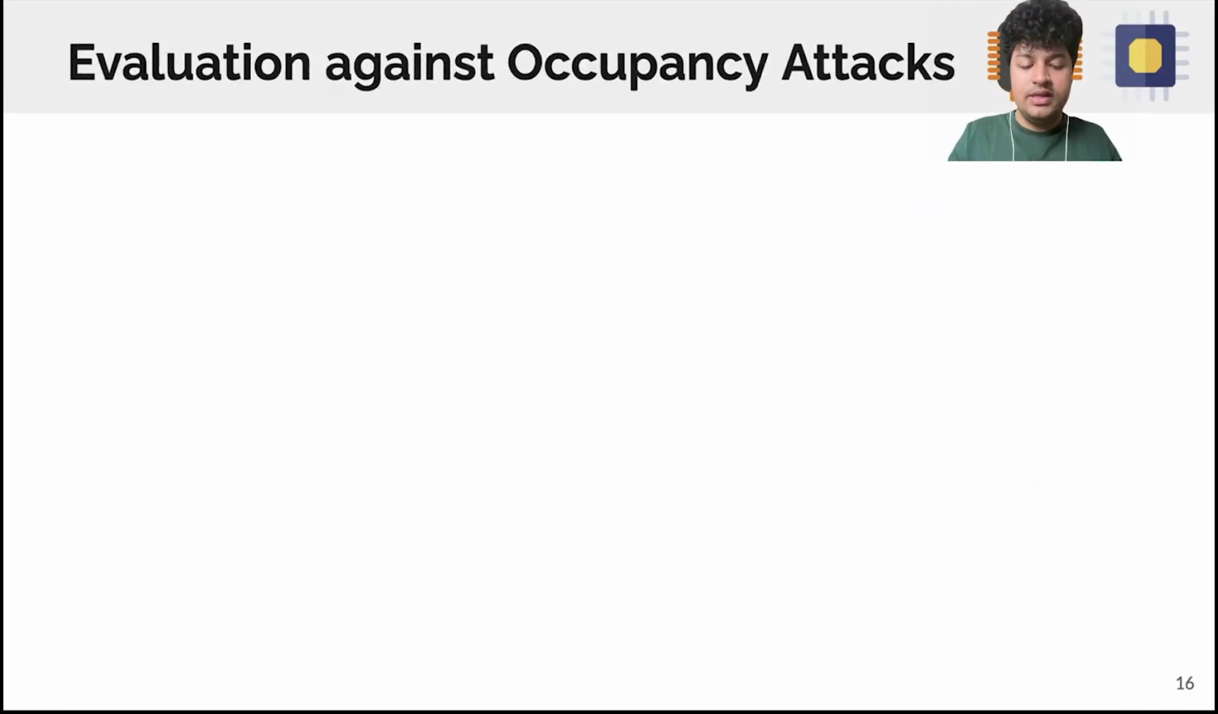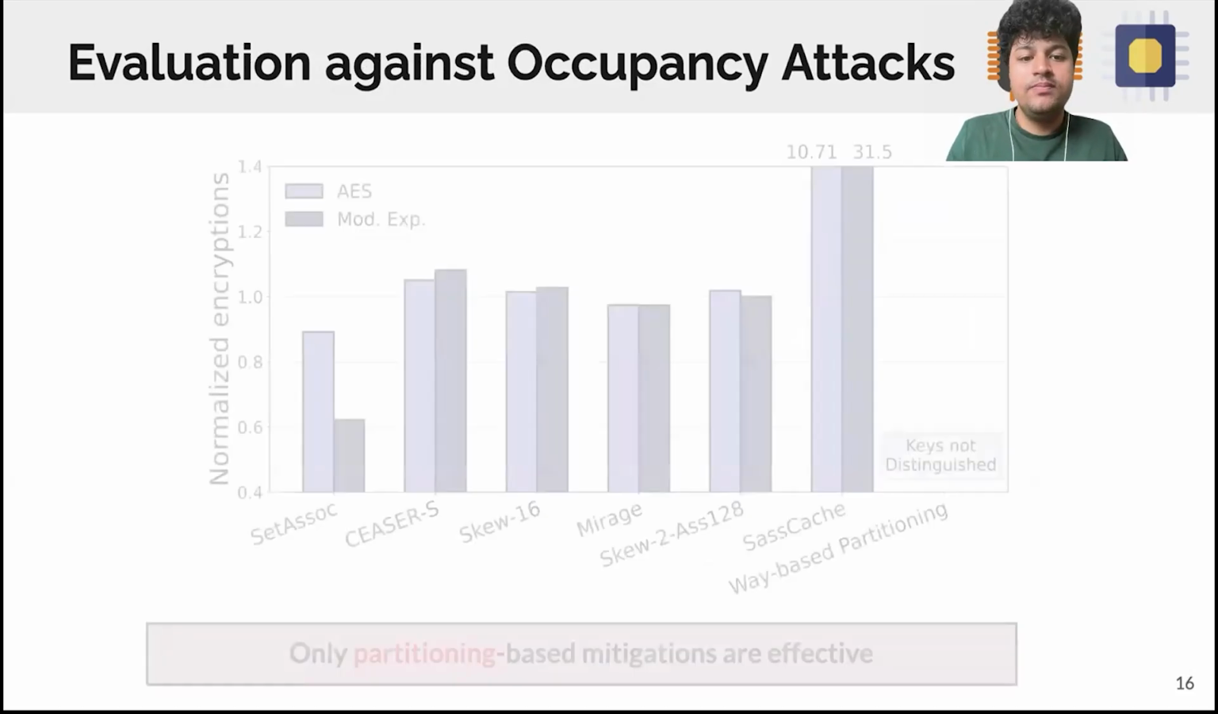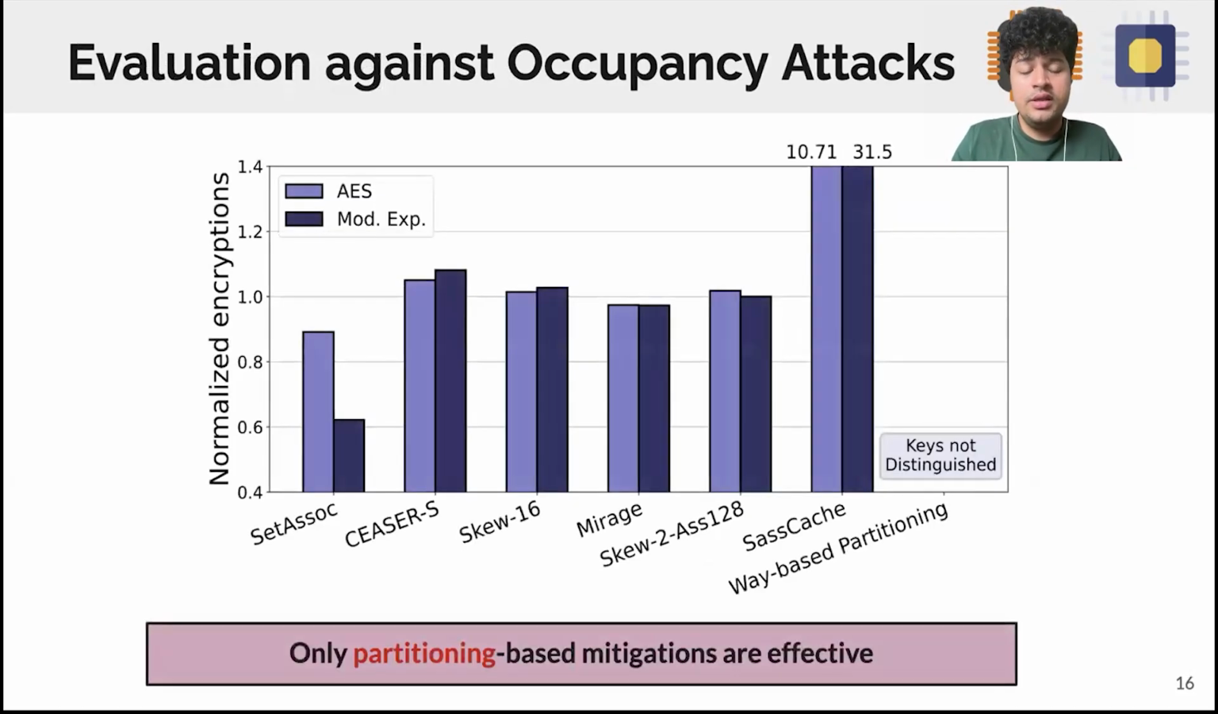So let's talk about evaluating these knobs against occupancy-based attacks now. Here we basically look at the normalized number of encryptions needed to break these designs, and we see that almost all the designs perform quite similar to each other, except for set-associative caches, which are slightly worse than the others. And we also talk about two partitioning-based designs here, which is SAS cache and way-based partitioning. So we see that SAS cache numbers are actually much larger than the others. And for way-based partitioning, we actually weren't even able to distinguish the keys at all. So it was completely secure against occupancy-based attacks.